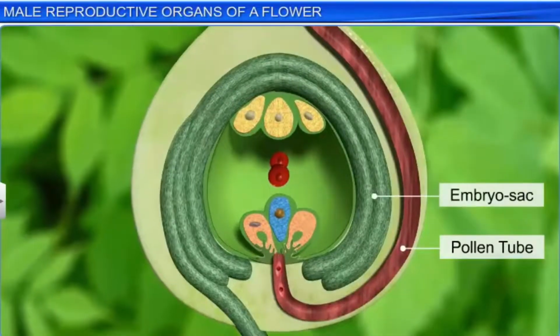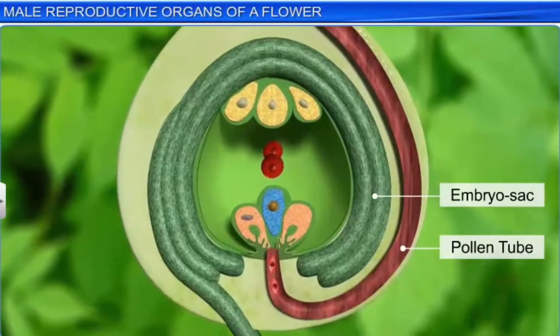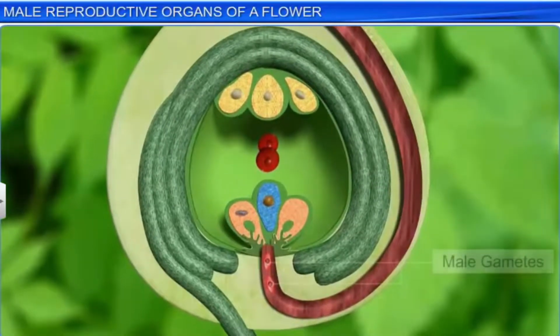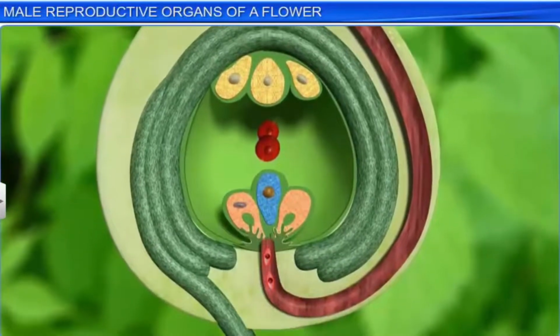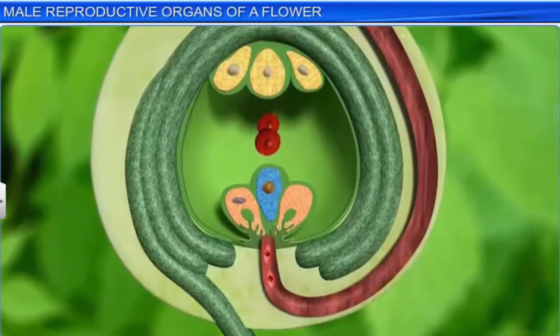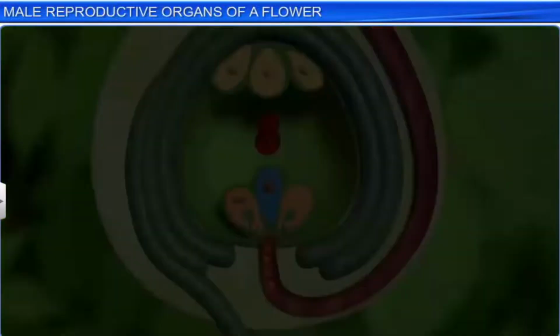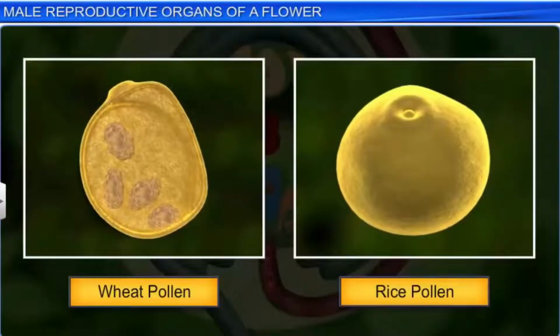embryo sac. This ability of the pollen grain to deliver the male gametes to the embryo sac is called pollen viability. However, factors such as temperature and humidity affect pollen viability. Moreover, pollen grains of different plants have different periods of viability.